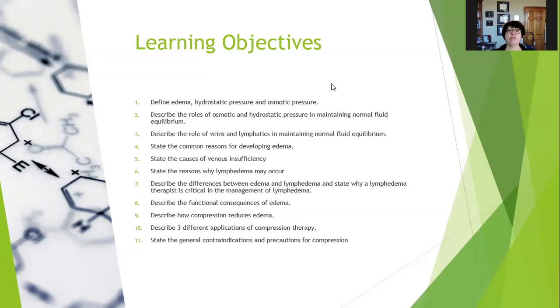So the learning objectives for this chapter are definitions, defining edema, hydrostatic pressure, osmotic pressure. These should not be new concepts to you. The roles of osmotic and hydrostatic pressure in maintaining normal fluid equilibrium. Again, no news here. The role of veins and lymphatics in maintaining normal fluid equilibrium. Common reasons for developing edema. Remember, there are 4 of them from 273.